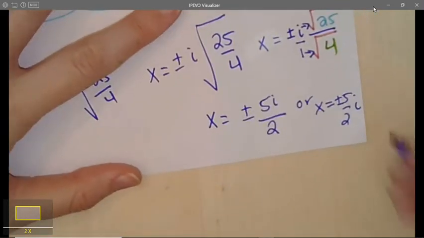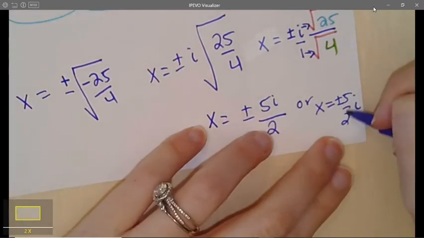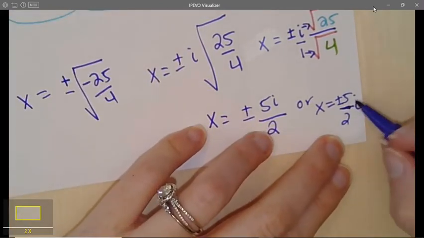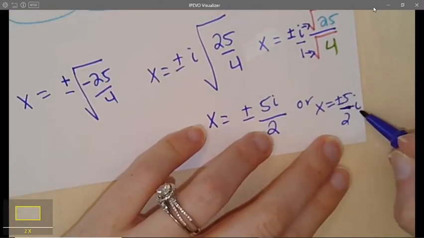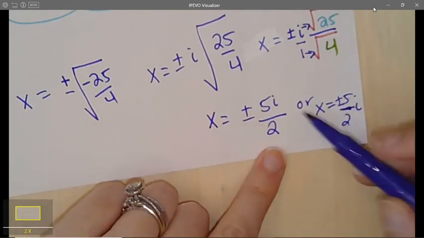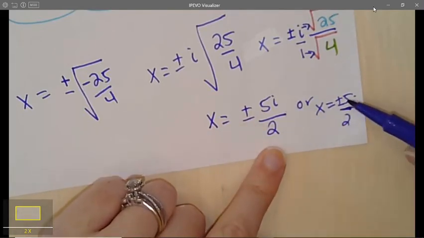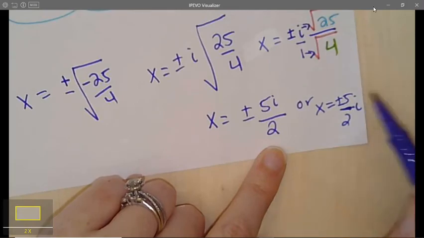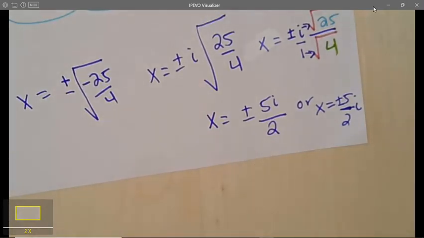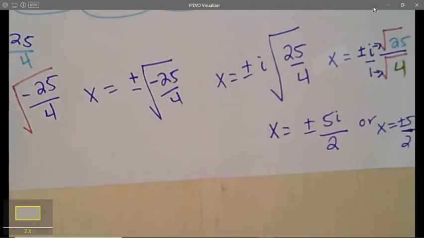Like that. Okay, so I know that's kind of sloppy, sorry. So plus or minus 5 halves and then i. These two mean the same thing. You can write i in the numerator or you can write the fraction beside the i. So 5 halves i. Okay, so my final answer, you guys, and I know this is like all over the place. I should have organized this better.